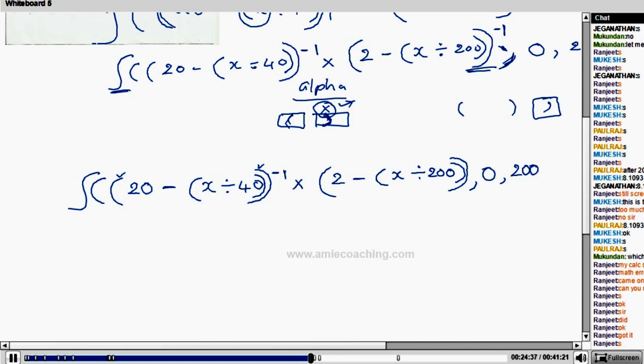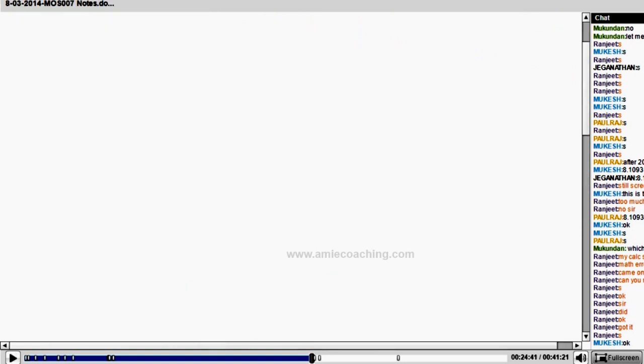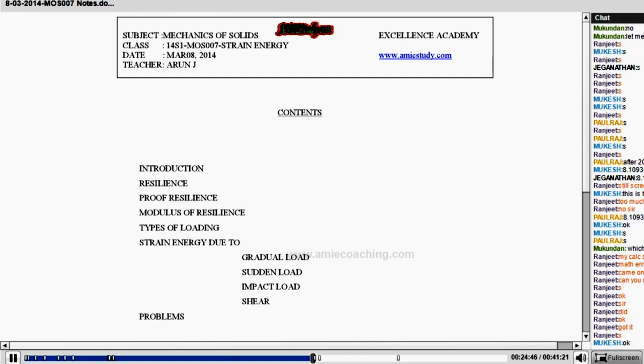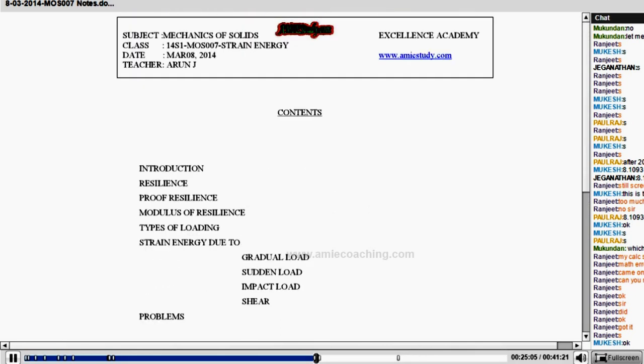Okay. Fine. Now we are moving to today's class topic. Today we are going to learn the strain energy or work done. In this, we have to learn the introduction, then resilience, proof resilience, modulus of resilience, types of loading, the strain energy due to gradual load, sudden load, impact load, and shear load. And after that, some problems.